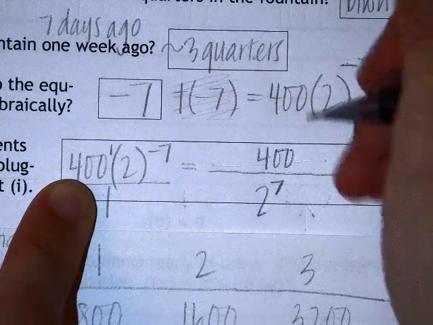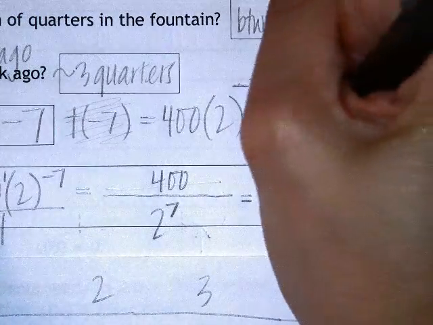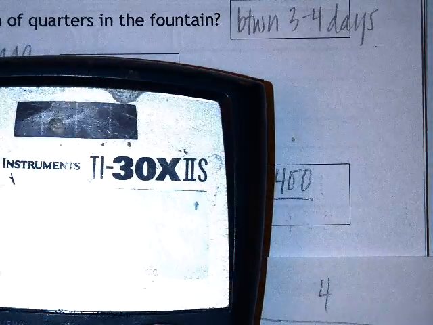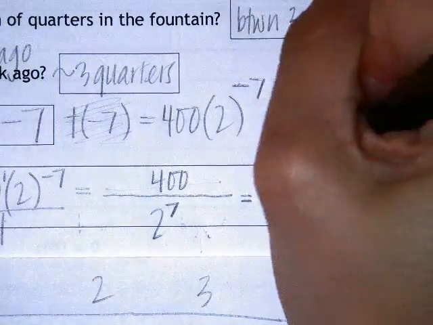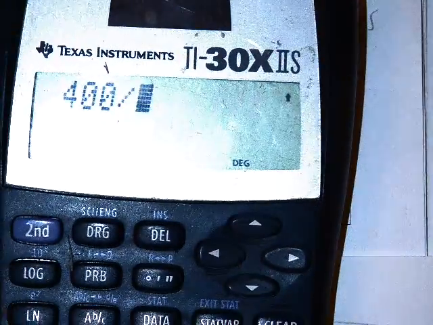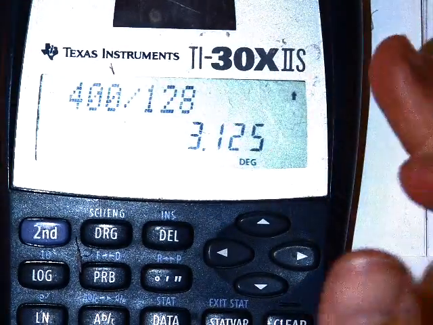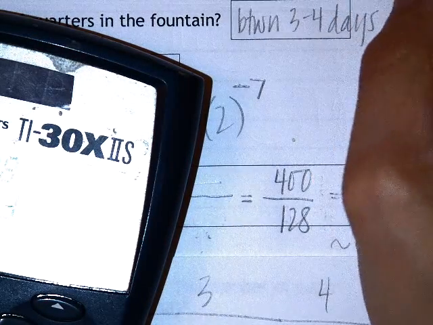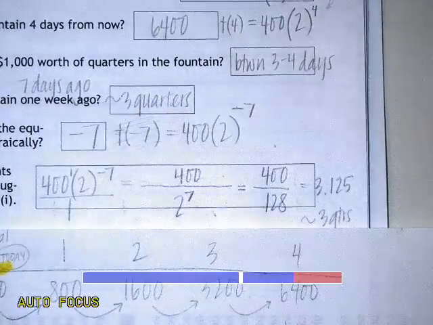Now, if I look at that, that's actually a problem that, again, we can do with algebra. 400 on the top is still just 400. 2 to the power of 7, again in my calculator, any calculator will do this, is 128. And if I take 400 divided by 128, I end up with, not coincidentally, the same exact answer that I got before, 3.125, which is approximately 3. And that, of course, is the same answer that I got before.